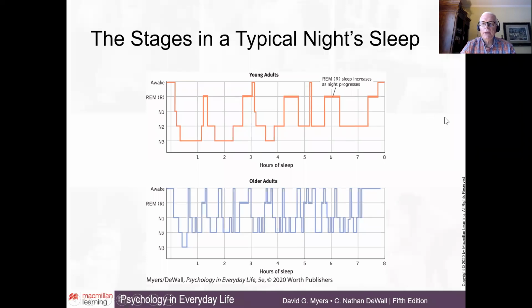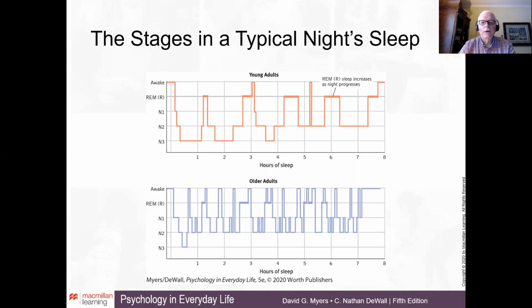Here we can see EEG recordings of a typical young adult and an older adult, showing brainwave activity and stages of sleep throughout the night. As you can see, when you compare these two graphs, young adults tend to enjoy really better sleep because they don't wake up nearly as much during the night as older adults typically. And they tend to have longer REM intervals and more time spent in really deep sleep.